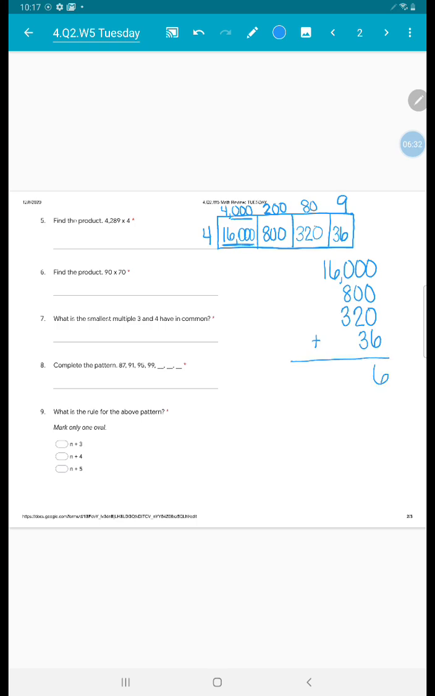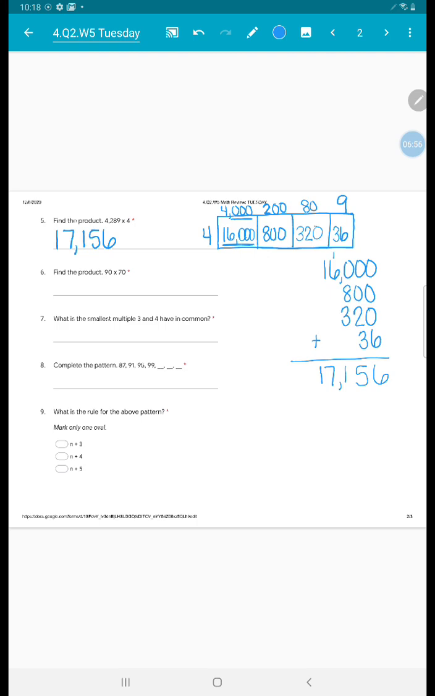If I add my ones, that's going to be 6. If I add my tens, that's 5. If I add my hundreds, that's 11. Regroup the 1. If I add the thousands, I have 7. And there's 1 10,000. So the product is 17,156. How about the next one?